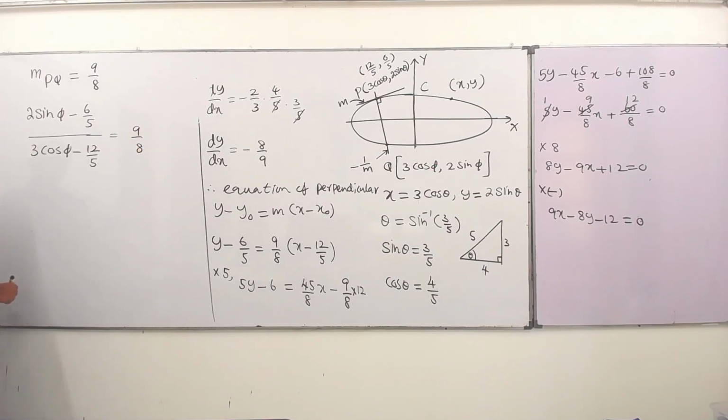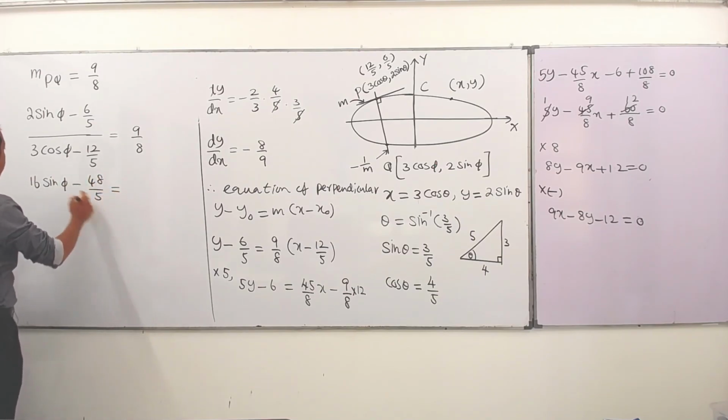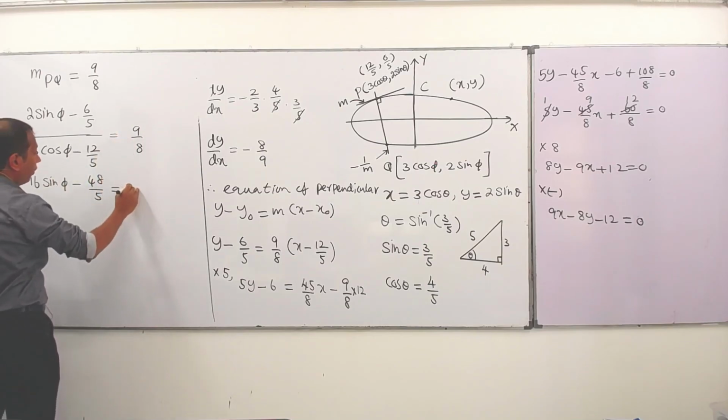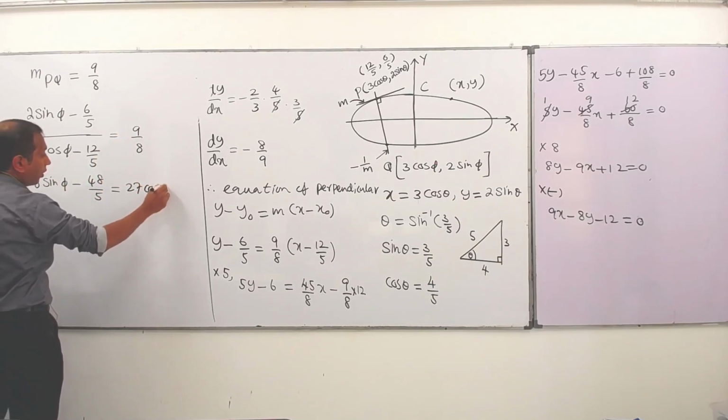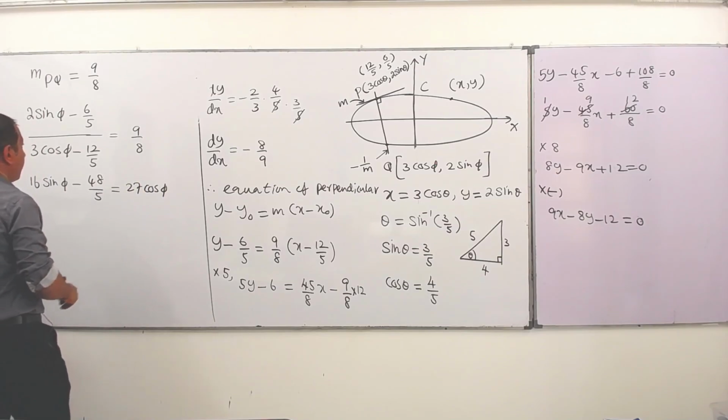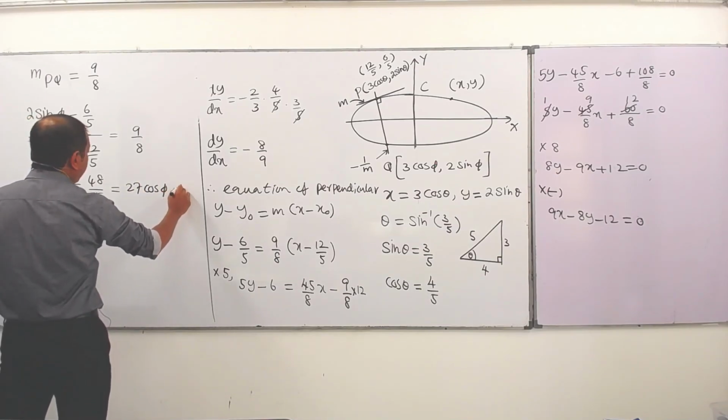Right, now use the cross multiplication. 16 sin phi, 48 by 5. Use this 27 cos phi minus 12 over 5 into 9.